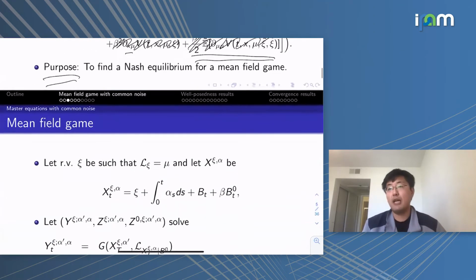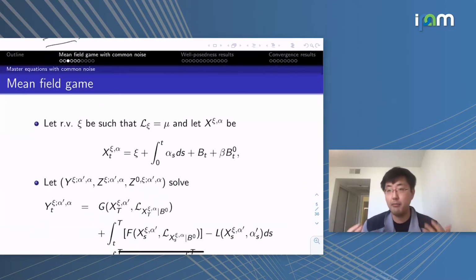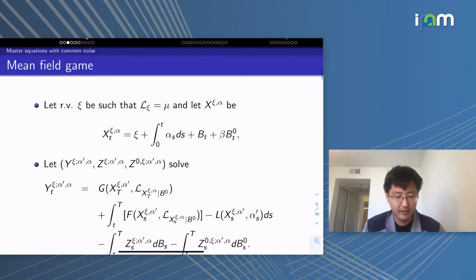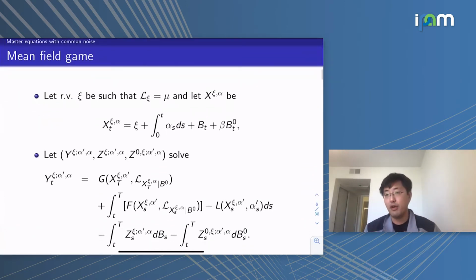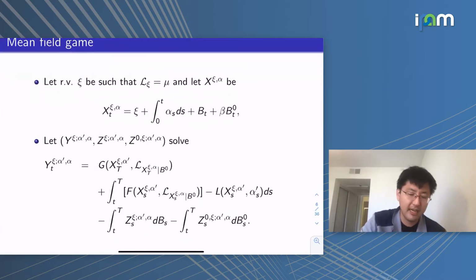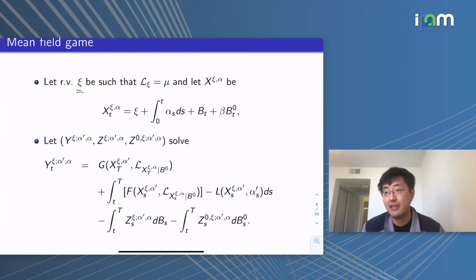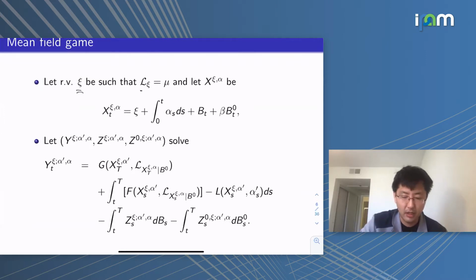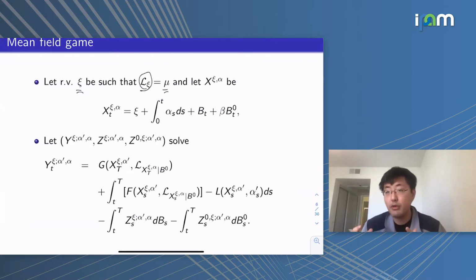Okay, so now I would like to briefly talk about how to derive this master equation. This could give a better understanding of what it is. Actually, this comes from the Nash equilibrium of the mean field games. So xi here is the initial data for the individual player, and the law of xi is mu, which is also the initial distribution for the population, okay?